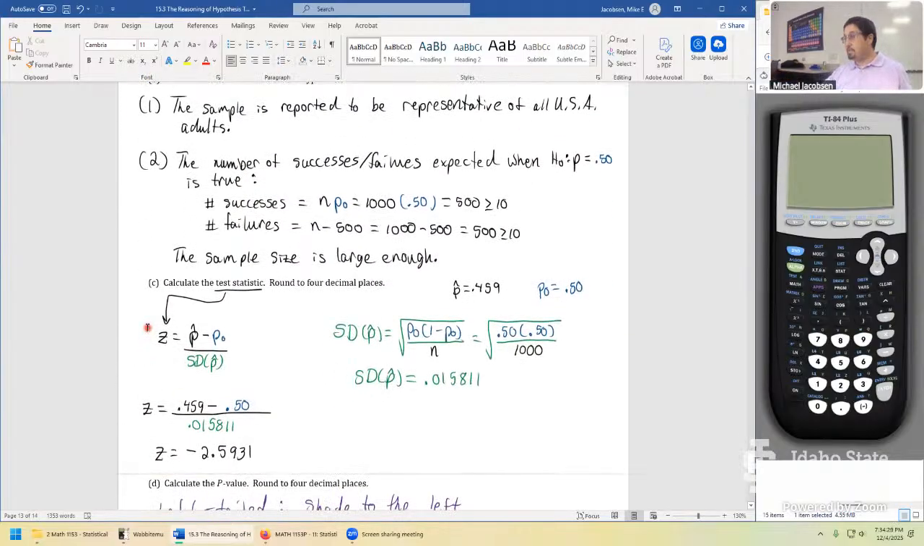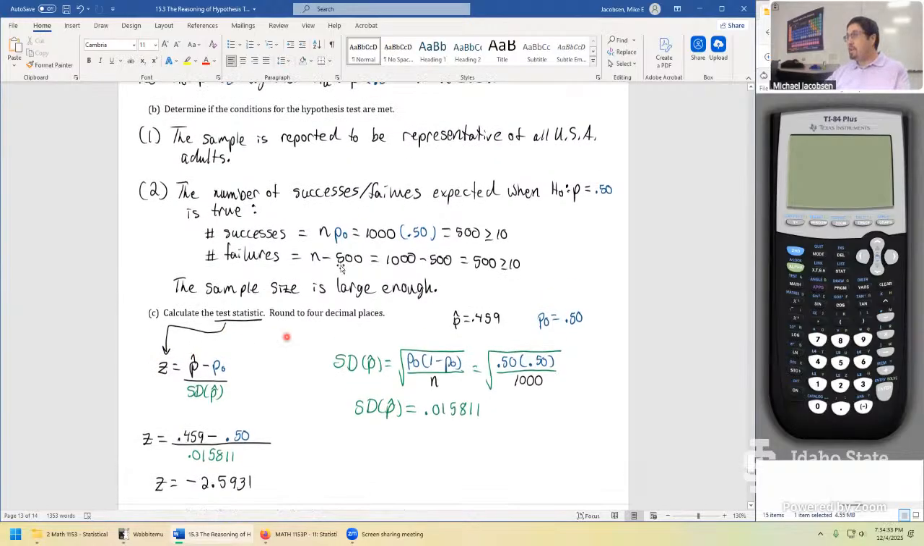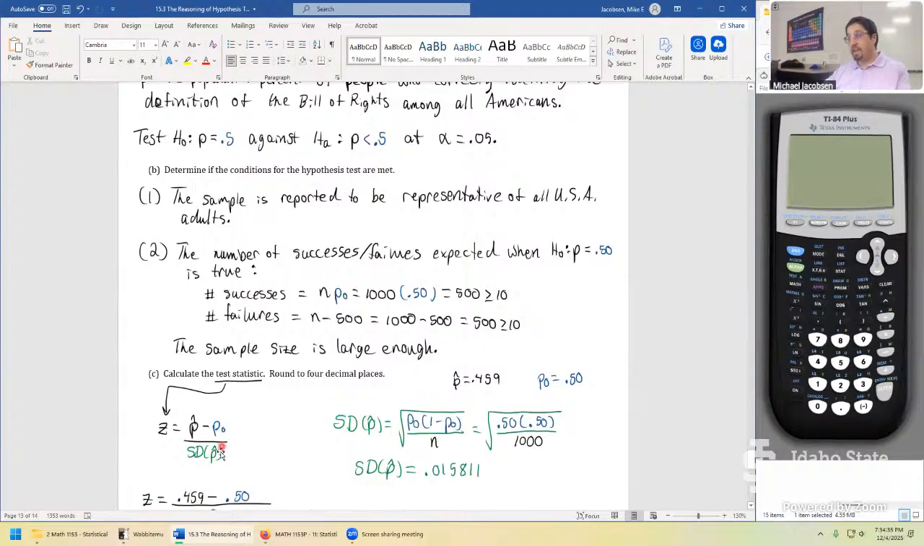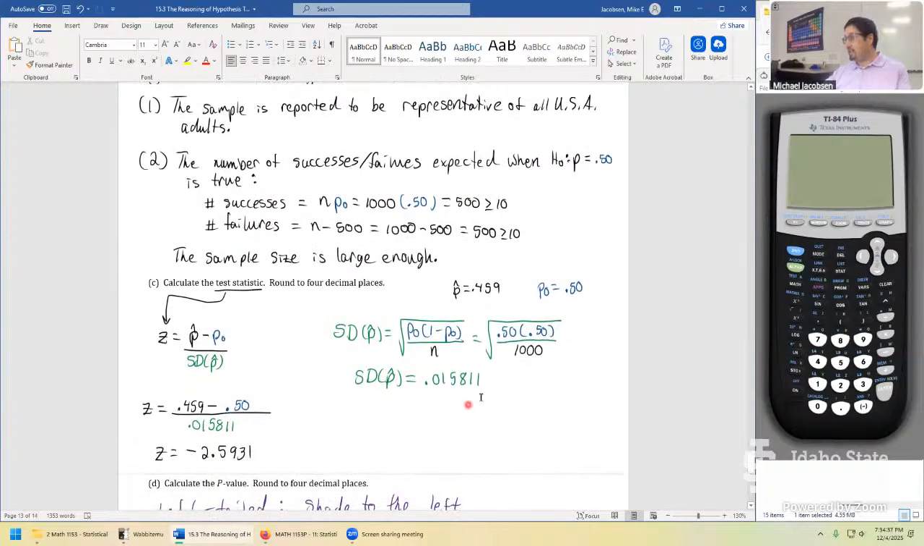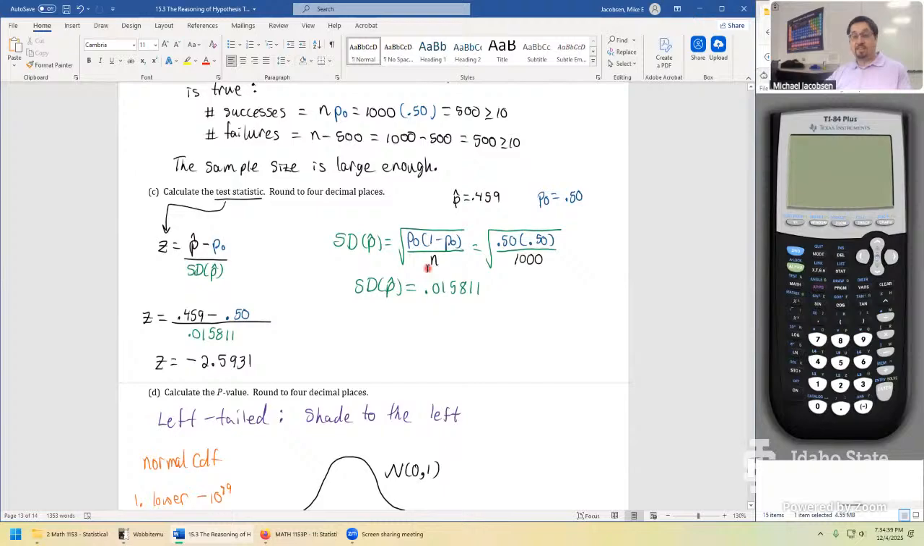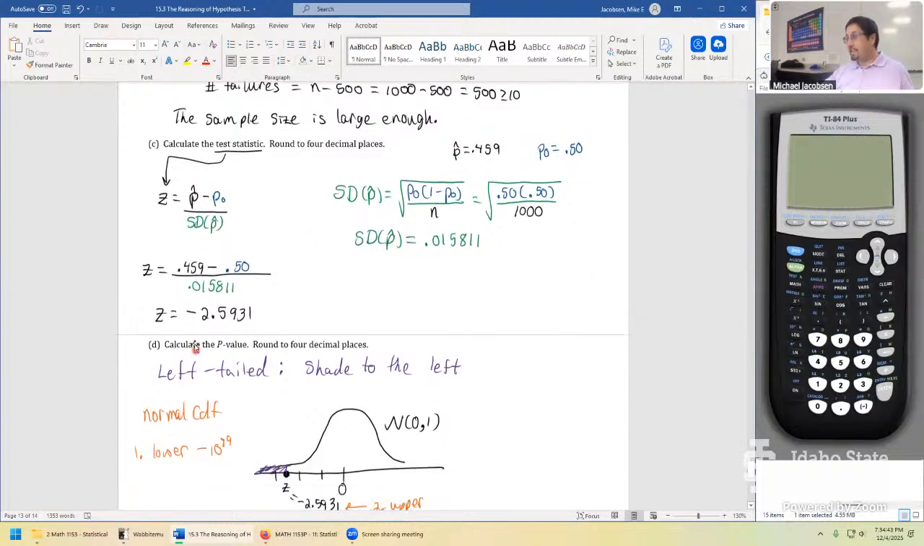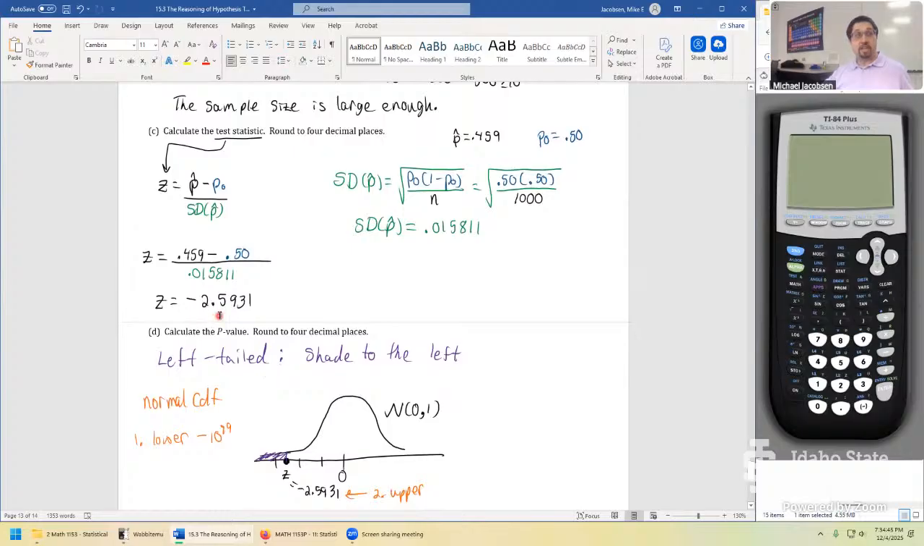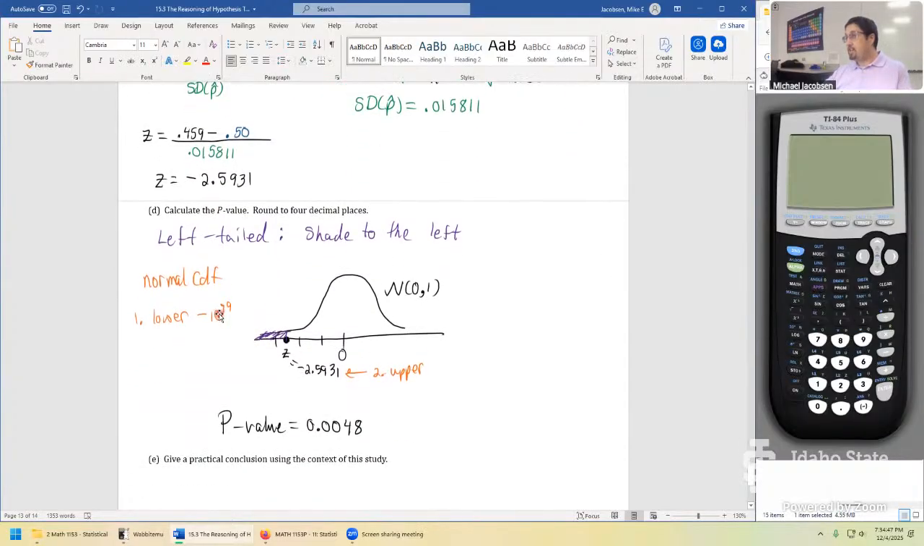Then the test statistic was a matter of finding the distance between p hat and p naught, which was the value 0.5, divided by the standard deviation. So p naught went into that standard deviation, not p hat. We divided and got negative 2.5 standard deviations. The next tricky part is that because it was a left tail test, right at the test statistic Z, we had to shade specifically to the left.